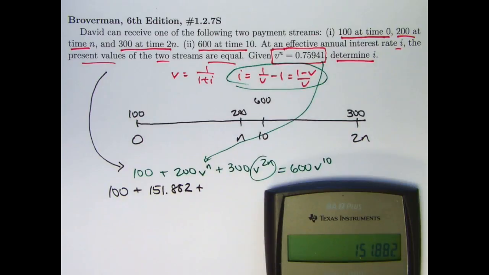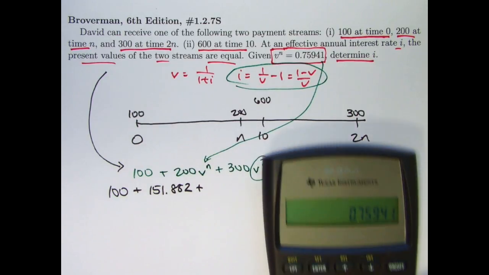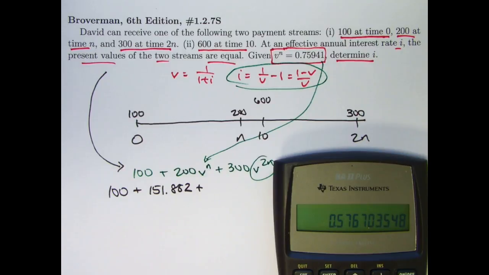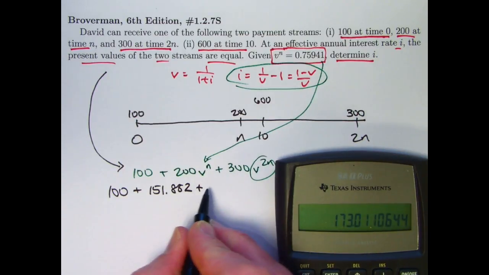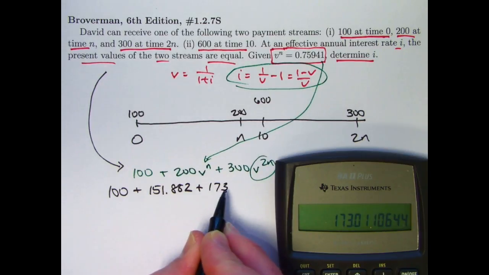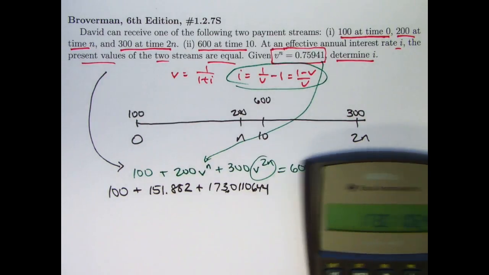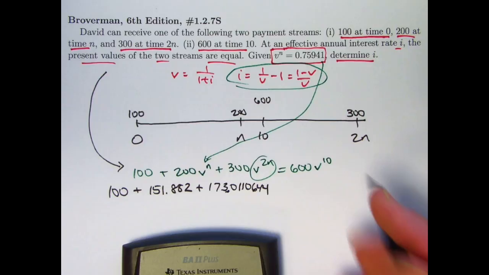Then I'm going to take the 0.75941 and square it to find the v to the 2n. Just use the squaring button right there if I like. Here it is. Square it. Multiply by 300. And I get 173.01106444. That equals 600 v to the 10th.